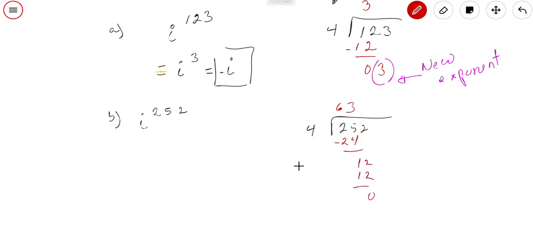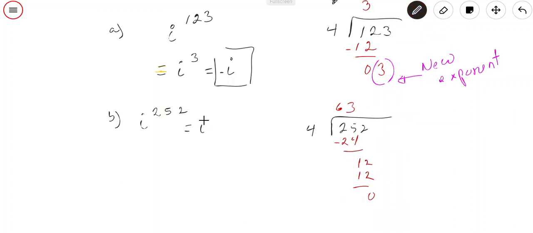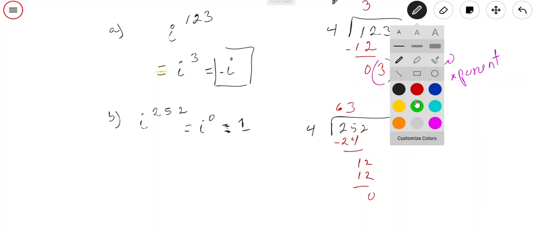My remainder is 0. So this is the same as i to the power of 0, and i to the power of 0 would be 1, right? Because any variable or number to the power of 0 is going to be 1. So i to the 0 would be 1. And like that, you can do it for any exponent. So 0 becomes the new exponent.